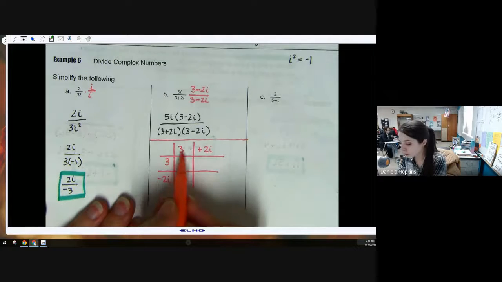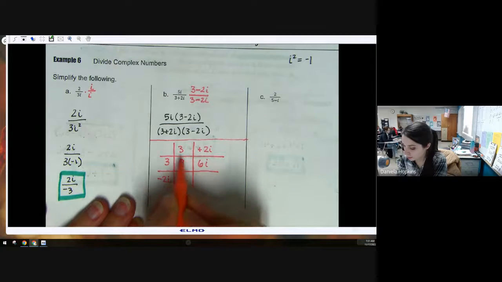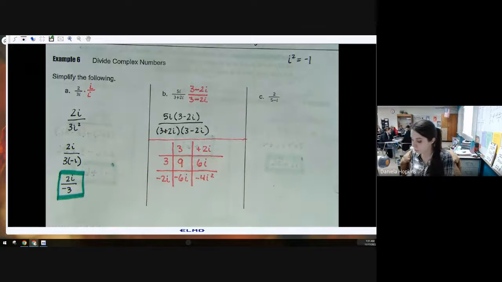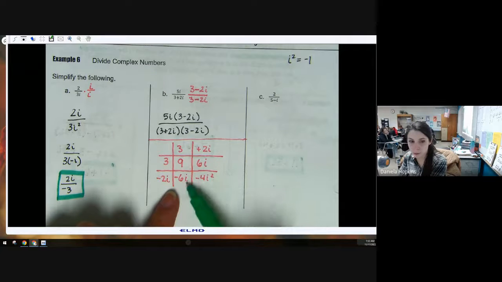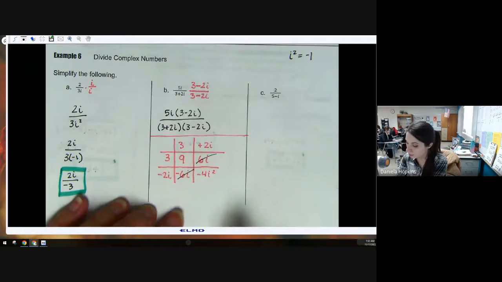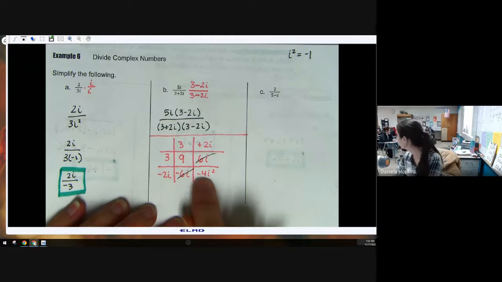Yeah, so then you can do the 3 times 3 is 9. 3 times positive 2i is 6i. 3 times negative 2i is negative 6i. And then negative 2i times positive 2i is negative 4i squared. So the reason you need to use the conjugate is because look what happens on your diagonal, your like terms. They cancel out. And then you just have to remember that this is really 9 plus 4, right? Because it becomes a negative 4 times a negative 1.